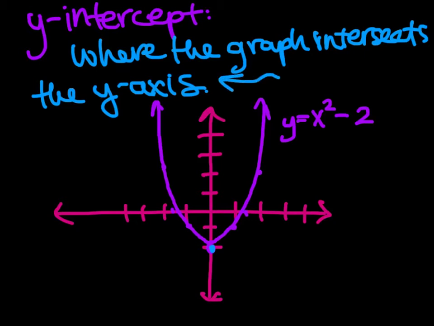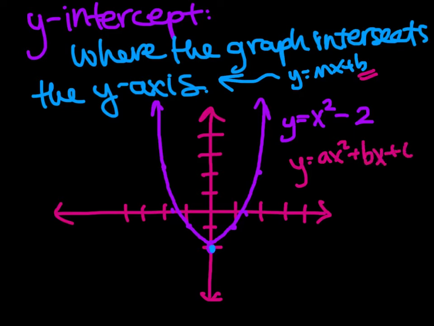So similar to our y equals mx plus b format with slope-intercept form, this b is the y-intercept. Well, when we look at our y is equal to ax squared plus bx plus c, our y-intercept is our constant term. It's that sort of flat rate that you have at the end of your parabola.